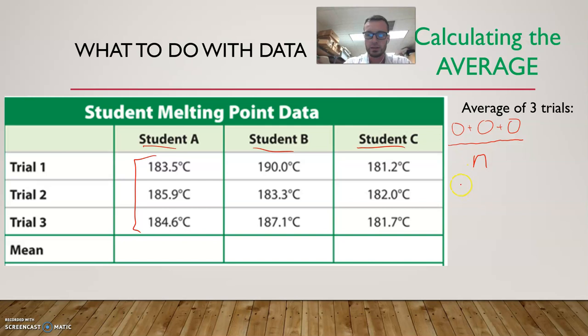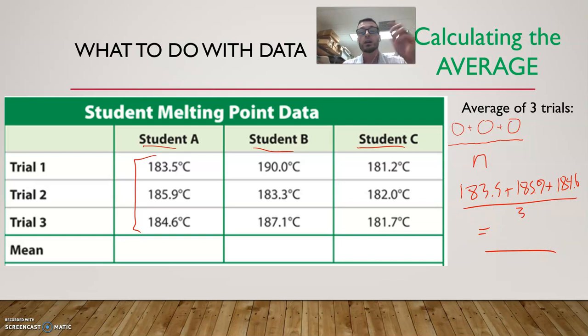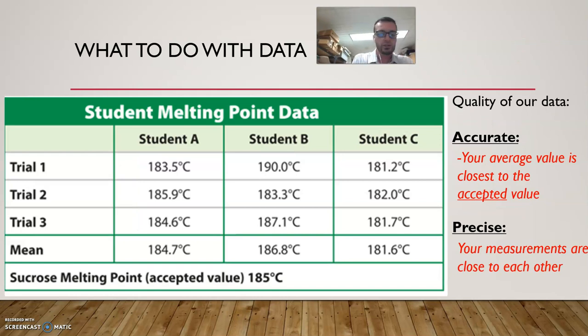And so this might look a little something like this. You do 183.5 plus 185.9 plus 184.6. You divide it by 3, and whatever answer you get is going to be your average. So this is not new. You guys already have known this since probably elementary school. To take the average of a set of numbers, you add all the numbers up, you divide by how many numbers there are. So in this case, our average, if you do it in your calculator, it would be 184.7.